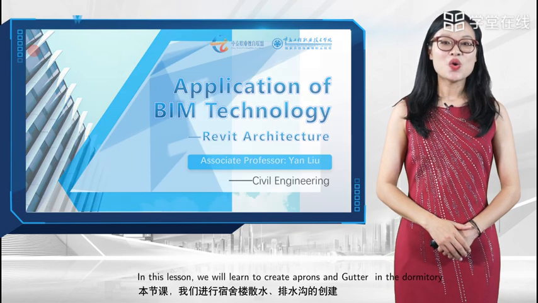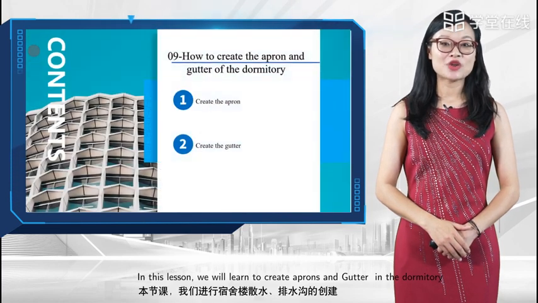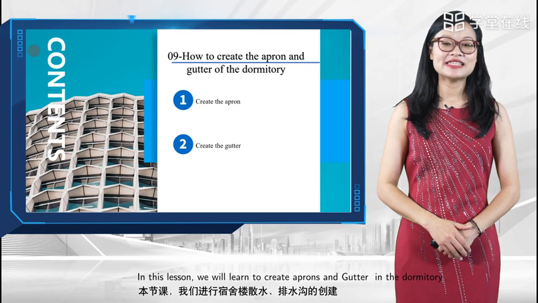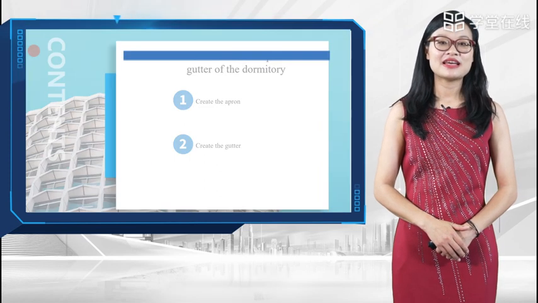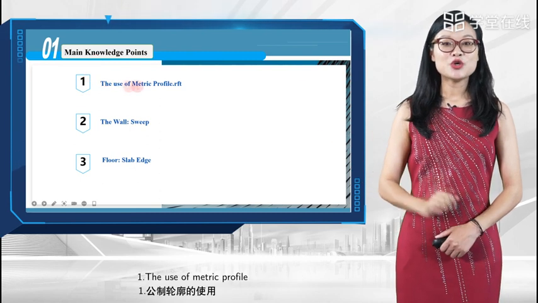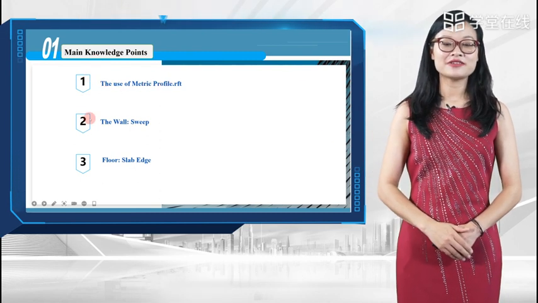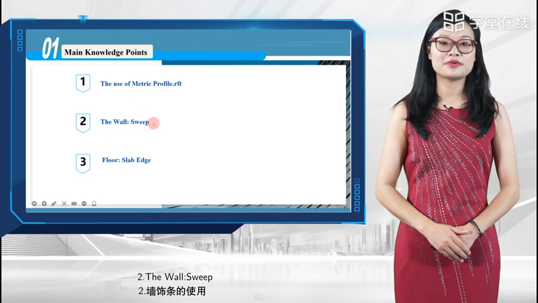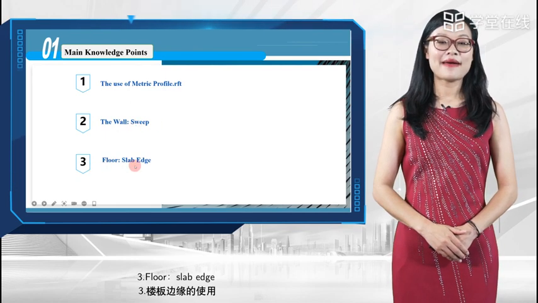In this lesson, we will learn to create aprons and a garden in the dormitory. The main knowledge points involved are the use of metric profile, the wall sweep, and floor snap edge.